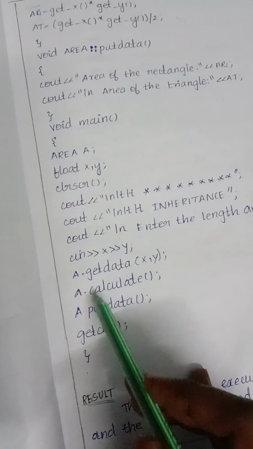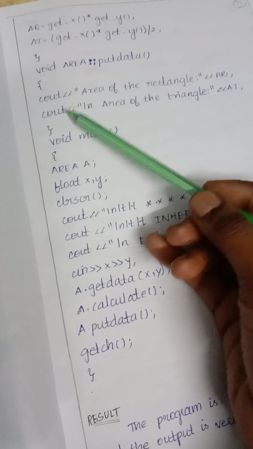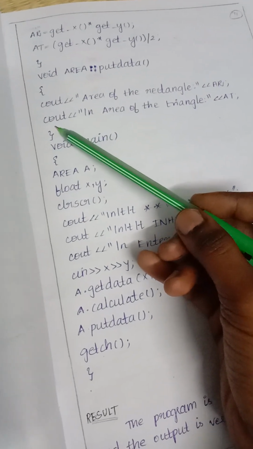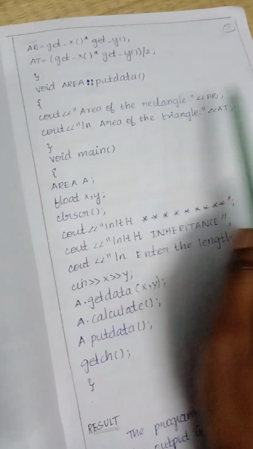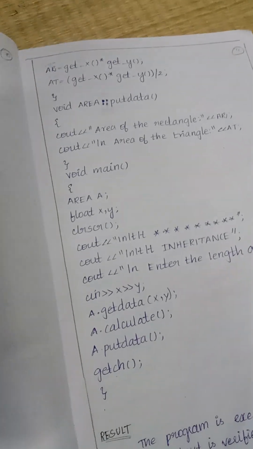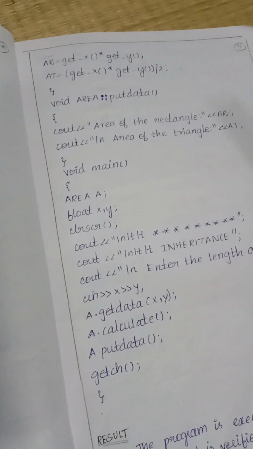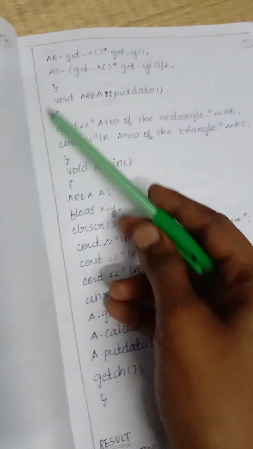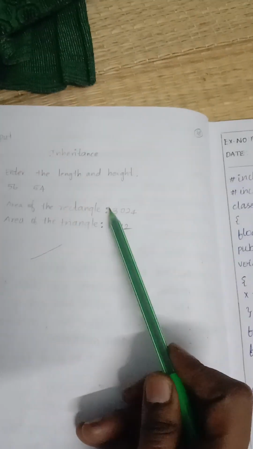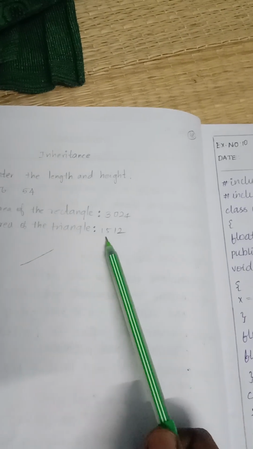After that, where will it display? From the next, a dot put data. Only through put data will it display in our output screen. So cout area of the rectangle here: whatever is inside double quotations will be displayed as it is, as we write the words. And the insertion operator with AR means it will display the value stored in AR. What is the value stored in AR? 3024. So for that it will display 3024. And for the area of the triangle, what is the value stored? 1512. So that value will be displayed as 1512.